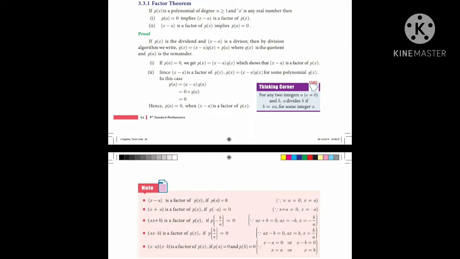Same thing, ax plus b is a factor of p of x if p of minus b by a is equal to 0. Next, ax minus b is a factor of p of x if p of b by a is equal to 0. And the last thing: x minus a and x minus b are factors of p of x if p of a is equal to 0 and p of b is also equal to 0. That is, x minus a is equal to 0 means x is equal to plus a, or x minus b is equal to 0 means x is equal to plus b.